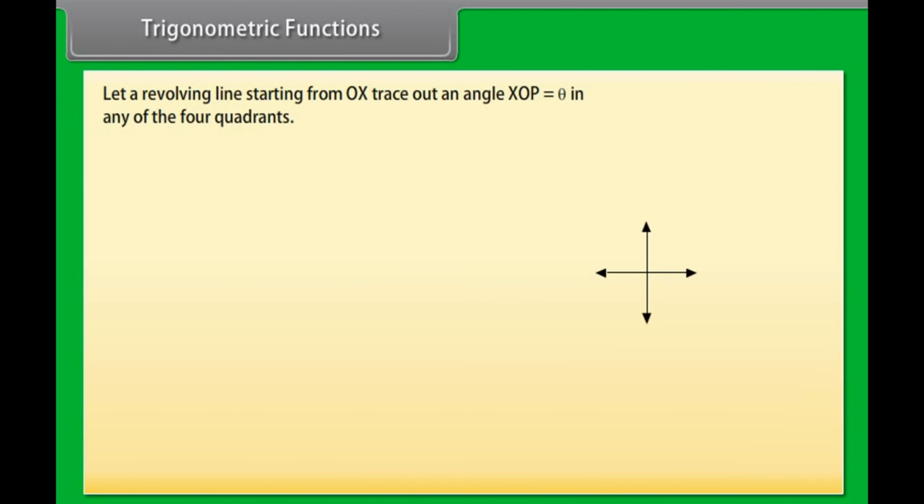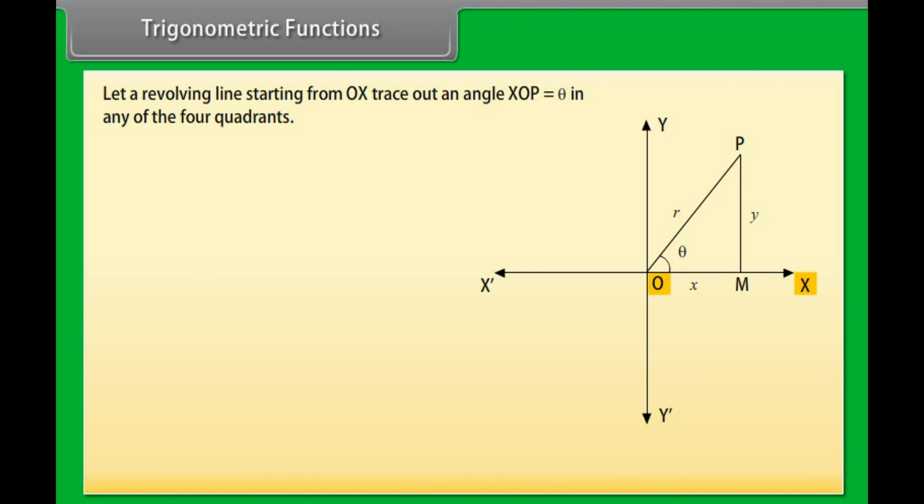Trigonometric functions. Let a revolving line starting from OX trace out an angle XOP equal to theta in any of the 4 quadrants.